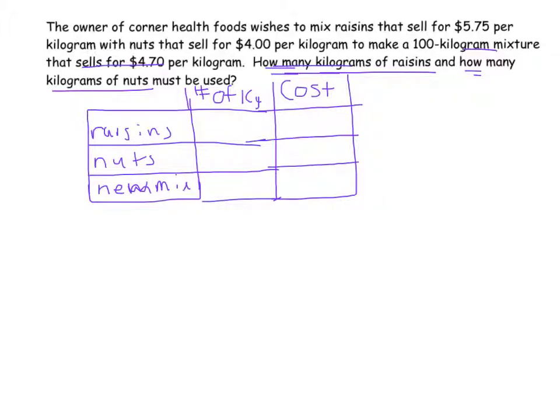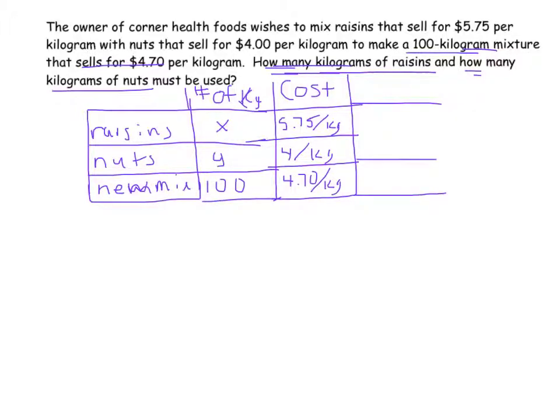All right, so the number of kilograms of raisins, we don't know what that is, so I'm going to have that as my X. And the number of kilograms of nuts, I don't know that, so that's going to be my Y. And the number of kilograms of the new mixture, we do know that, that's 100. And the cost, I know that the raisins cost $5.75 per kilogram. And I know the cost of the nuts is $4 per kilogram. And the new mixture has a cost of $4.70 per kilogram.